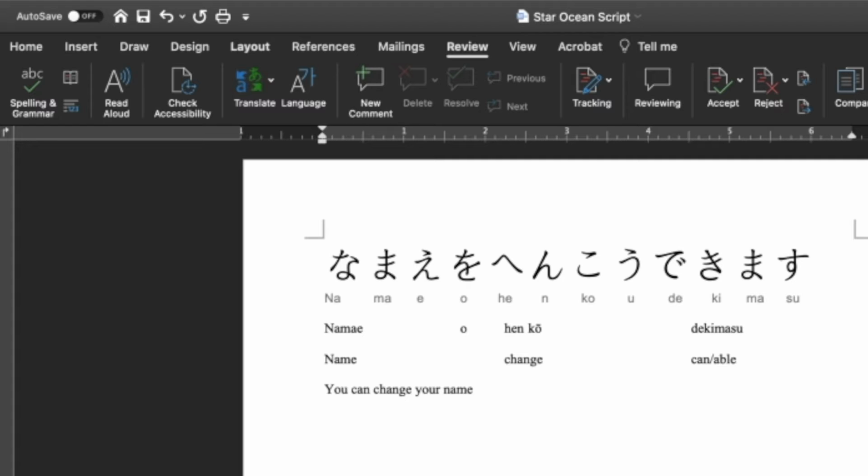As we look back at the first of those hiragana in the upper left, here's a close-up of what that says and what those letters are. I've parsed them out here, translating each one. We have the letter na, ma, e, o. This is often written as wo, but it's always pronounced o, and this letter actually only has one purpose, as a particle between sentences. And then we have he, n, ko, u, de, ki, ma, su.